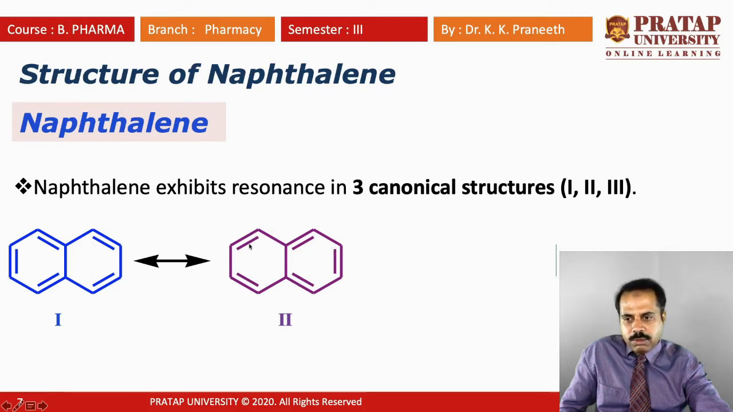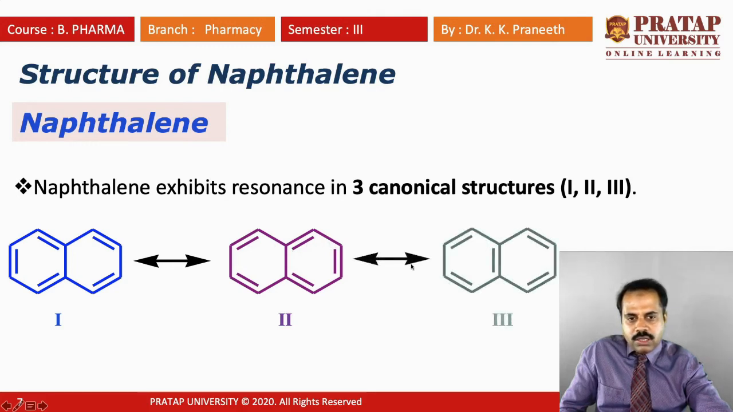Again we can shift this double bond here, right? You can shift the double bond here, and this bond will go here like that. Then we can draw the next canonical structure by shifting this double bond from here to here, from here to here, and from here to here. This back. So this will get.